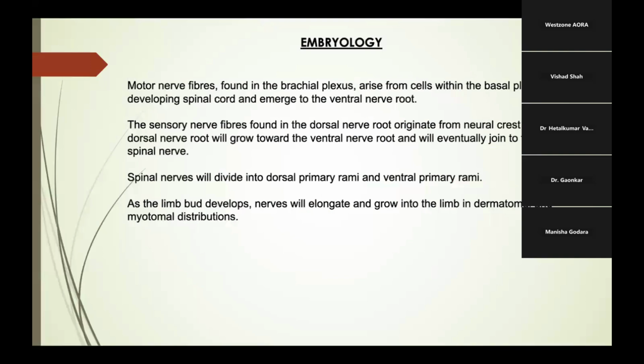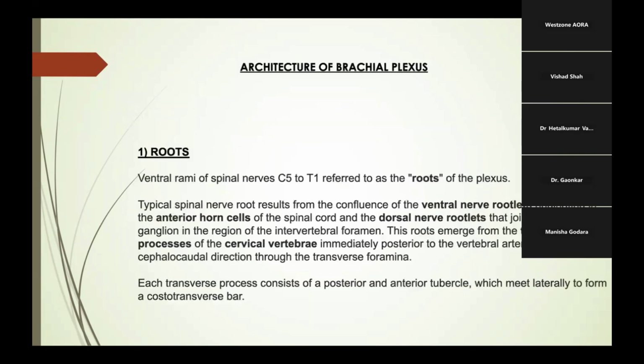The embryology: the motor nerve fibers found in the brachial plexus arise from the cells within the basal plate of the developing spinal cord and emerge through the ventral nerve roots. The sensory fibers found in the dorsal nerve roots originate from the neural crest cells. The dorsal nerve root will grow towards the ventral nerve root and eventually join to form a spinal nerve. This spinal nerve will divide into the dorsal primary rami and the ventral primary rami. As the limb bud develops, the nerve will elongate and grow into the limb, into the dermatome and the myotomal distributions.